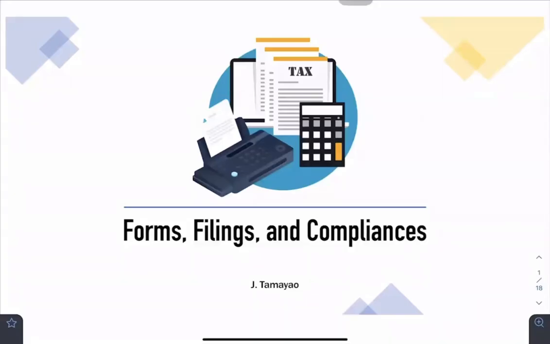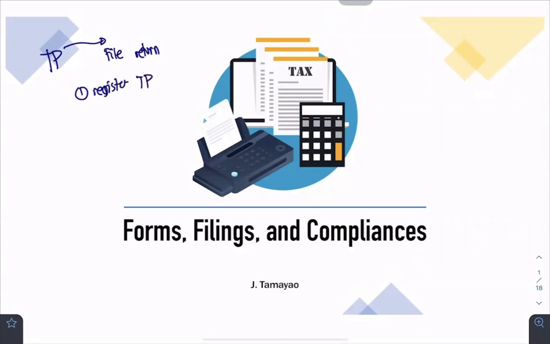For today's lecture, we are to talk about forms, filings, and compliances. In forms, filings, and compliances, this talks about whenever there is a taxpayer and the taxpayer is to file a particular return. In filing a particular return, the first step is we need to register the taxpayer if there is no TIN. When we say TIN, it is your tax identification number. If there is a TIN, then you can just file.